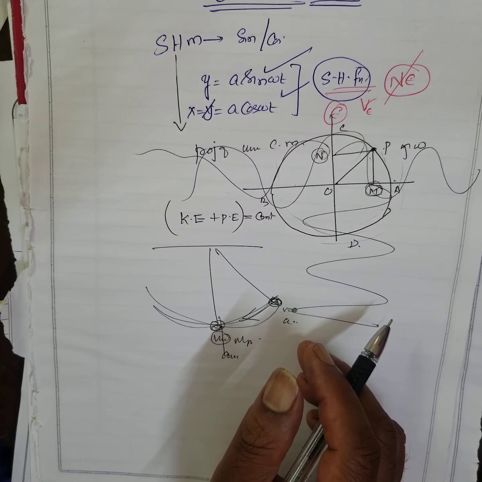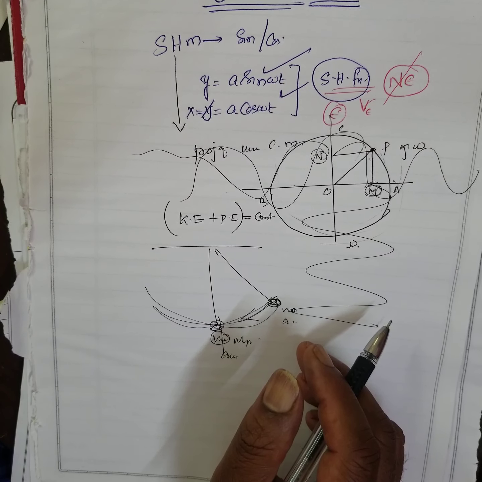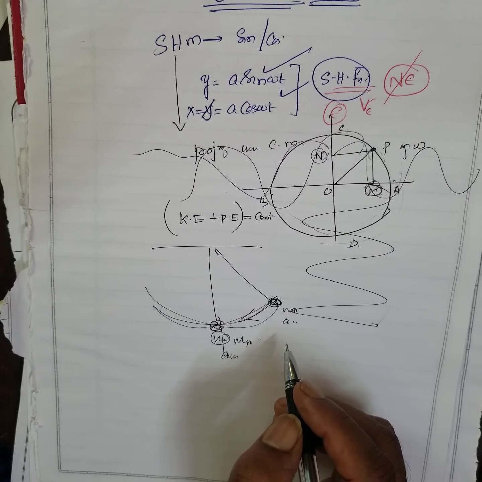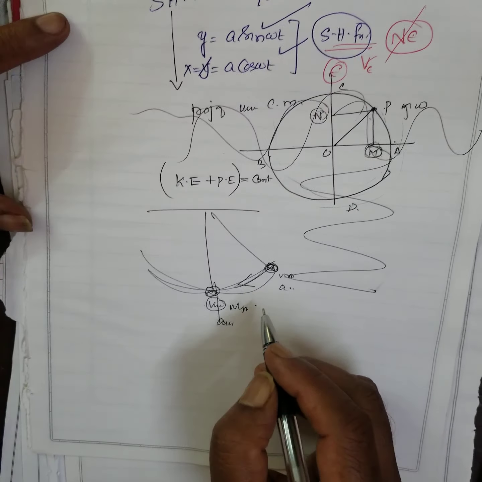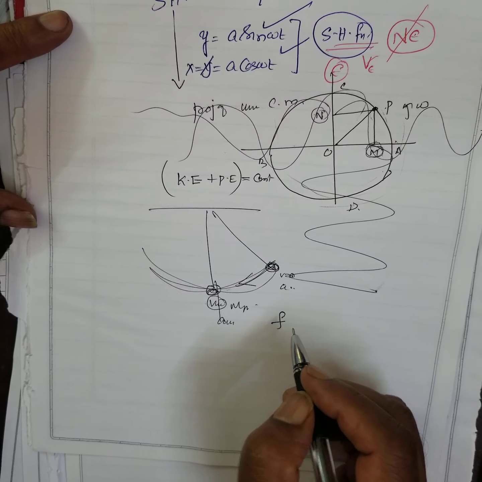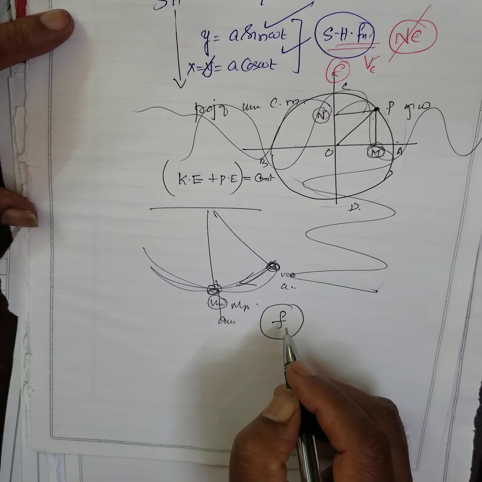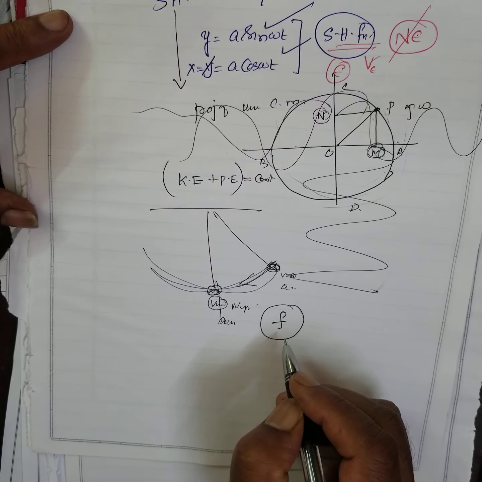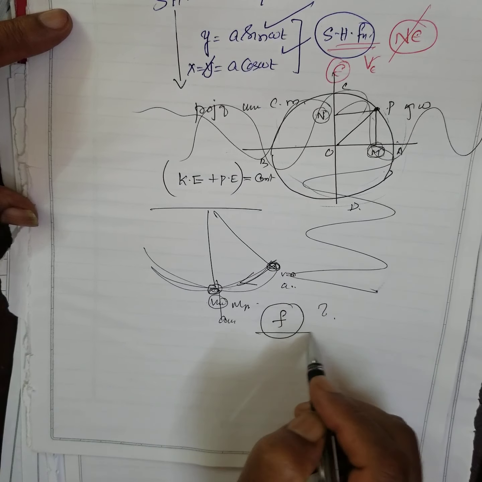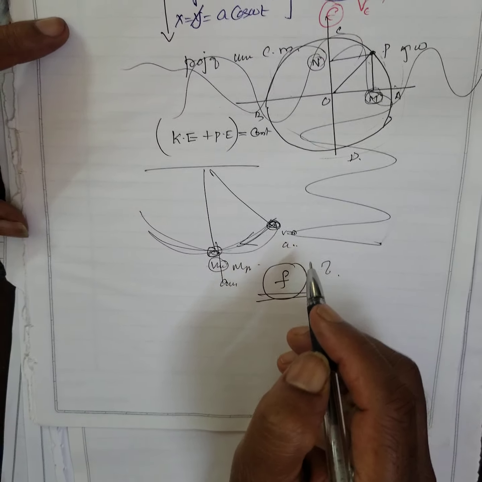The frequency of kinetic energy or potential energy of a particle in simple harmonic motion is double that of the particle in linear simple harmonic motion. What do you mean by this? This is very, very difficult. What is the meaning of this? Just try to understand what it is.